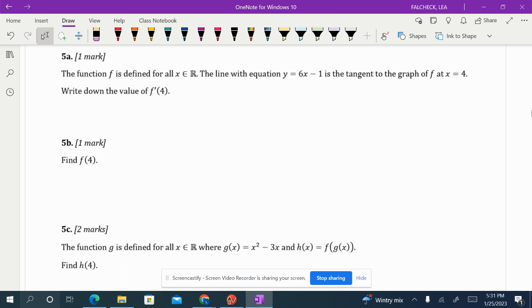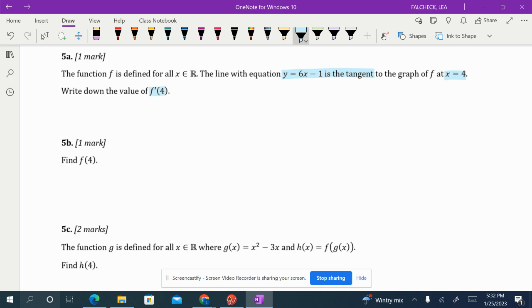Okay. The function f is defined for all x as an element of real numbers. The line with equation y equals 6x minus 1 is the tangent to the graph of f at x equals 4. Write down the value of f prime of 4.